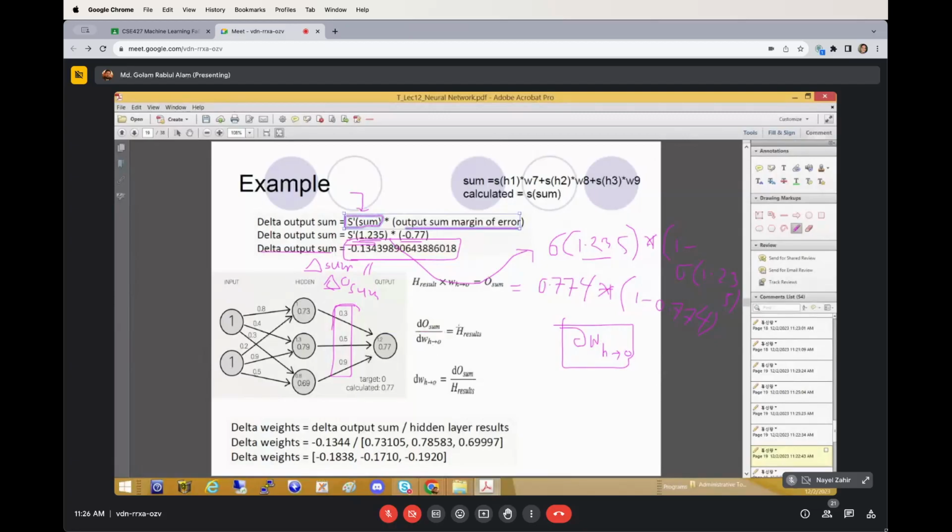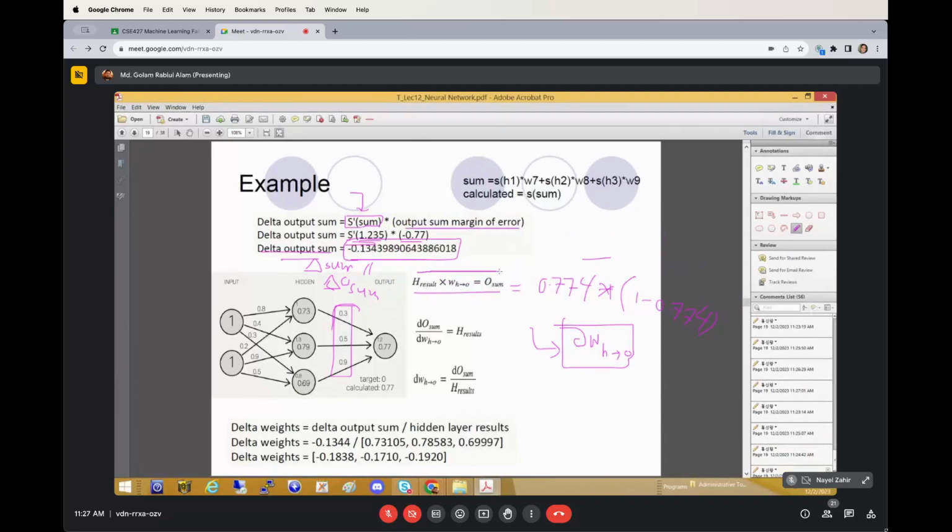But again, this delta must be associated with the current output sum. Okay, there is delta output sum. So that's why one equation here, this is the equation we followed for calculating our forward propagation: H results times W equals output sum.